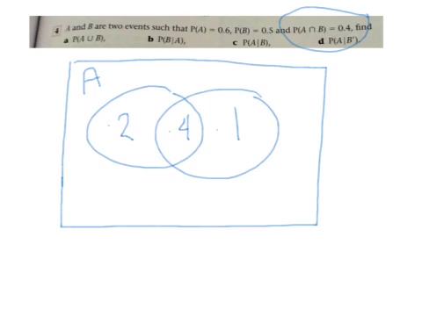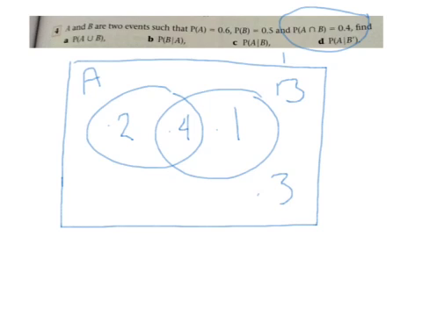0.5. Now, all probabilities add up to 1, so the probabilities inside A and B are adding up to 0.7, so we must have 0.3 outside. And now the diagram is complete, then we can fill in the rest of the information.